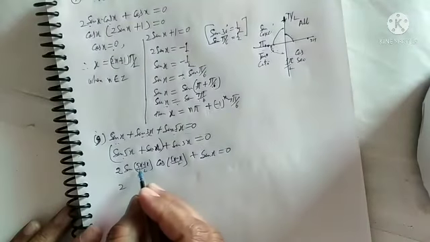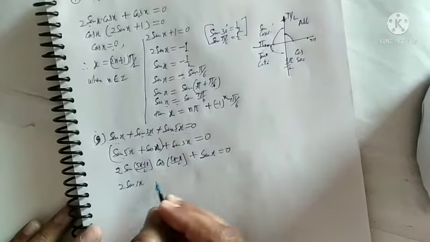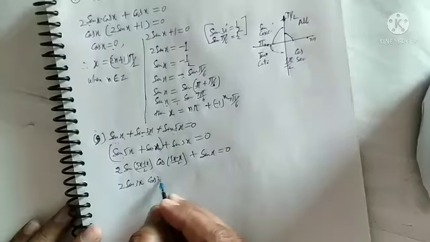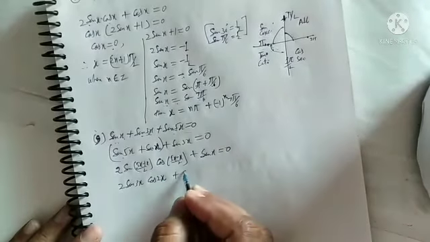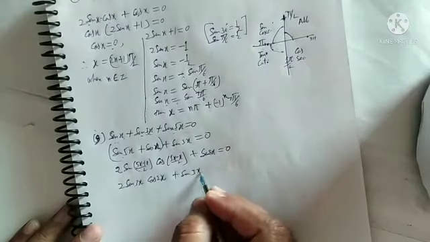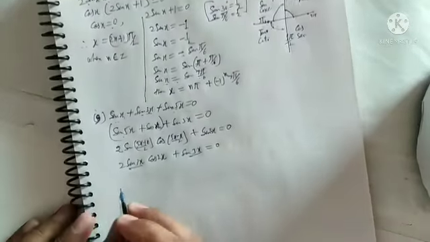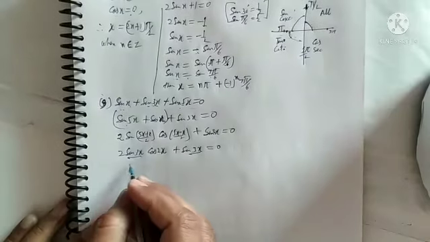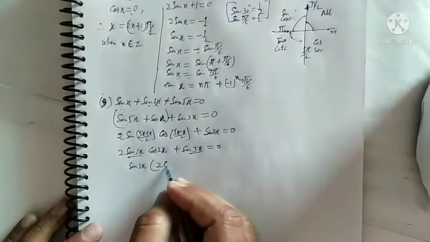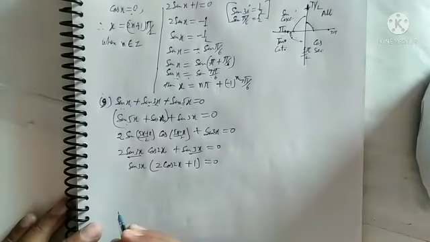So this is 2, and 5x plus x, 6x upon 2, gives sin 3x. Sin 3x we get. And 5 minus 1 is 4, 4 upon 2 is 2, so cos 2x. And plus sin 3x only is equal to 0. Now what is common? Sin 3x, sin 3x. So take sin 3x common. What is left in the bracket? 2 cos 2x plus 1 is equal to 0.